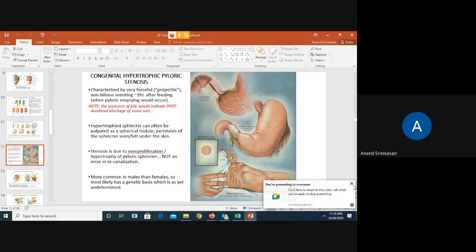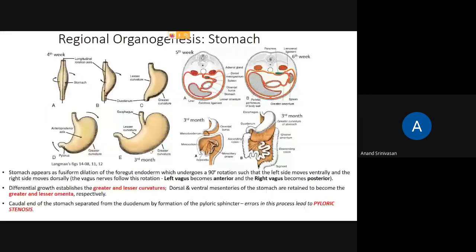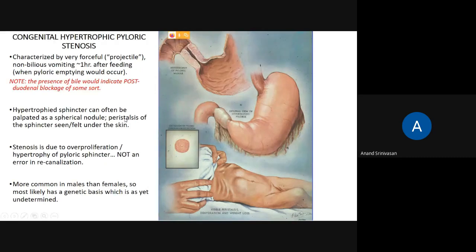The pyloric sphincter. So initially the pyloric sphincter is just formed by recanalization. But this hypertrophic pyloric stenosis is not because of an error in recanalization. It is because of the hypertrophy of the muscles which are present around the pyloric part. All right.